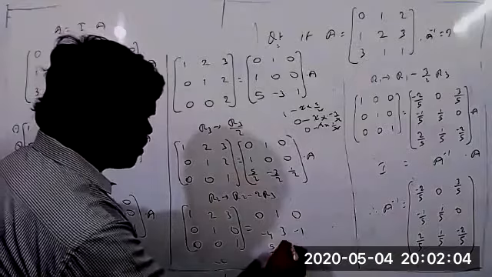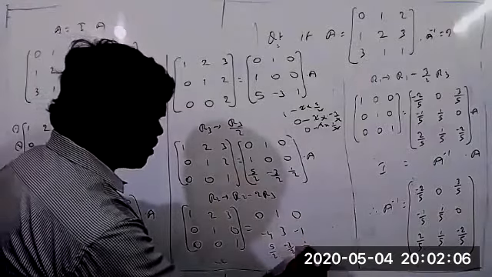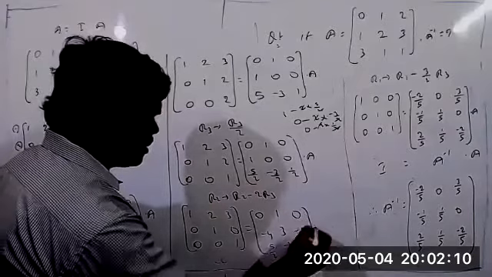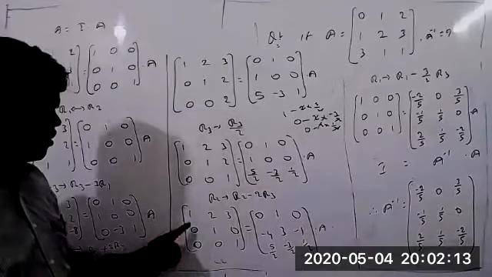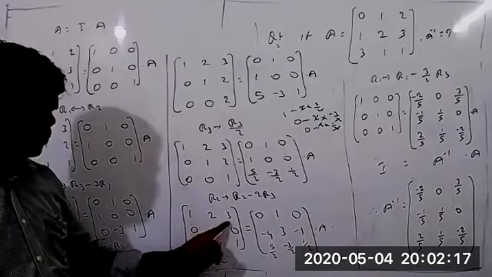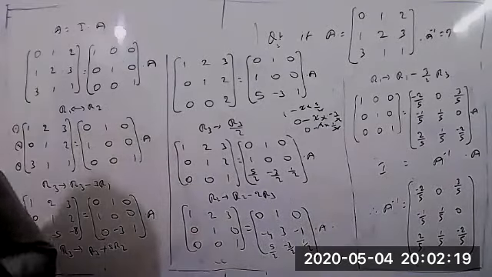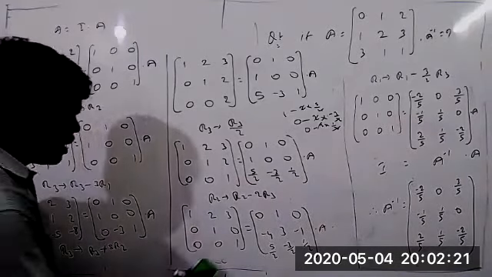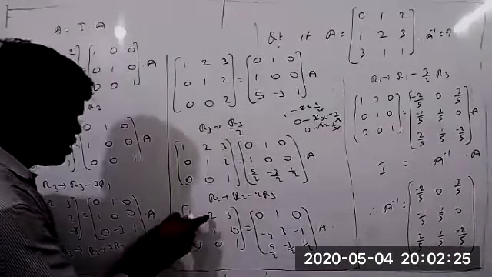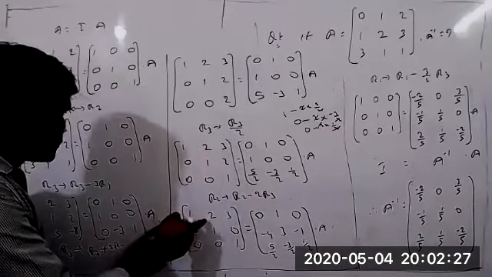And last, the remaining elements are written as is only. So 5 by 2, minus 3 by 2, and 1 by 2, into A. Now we got 1 0 0, 0 1 0, 0 0 1. These elements we are converting into zeros now. The two operations can be written directly in one step, making 0 in place of 2.